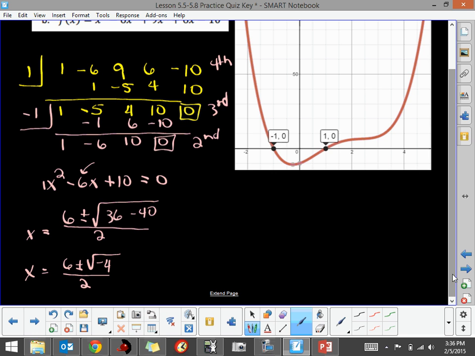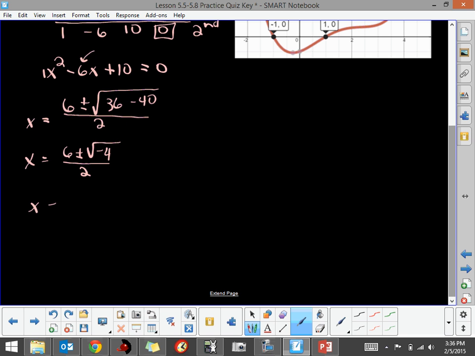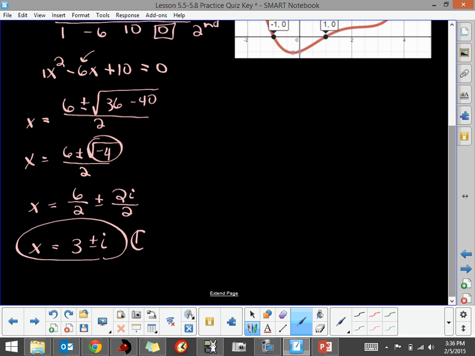To continue on with our simplifying, I'm going to break up the division and do our monomial division of 6 divided by 2, plus or minus the square root of a -4, which is 2i, all over 2. So in the end, we end up with two zeros of 3 plus or minus i. So here's two complex solutions. Our other two solutions were from the graph, -1 and 1. So the solution set with all the zeros, and I'll just put them in this order, is -1, 1, and 3 plus or minus i.